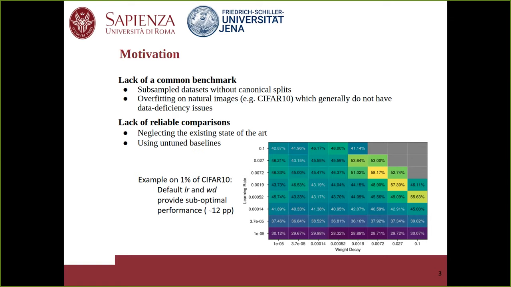And the second issue regards the lack of reliable comparisons. Indeed, we noted that many times previous work neglected the existing state of the art and compared against untuned baselines. By untuned, we mean baselines that used default learning rates and weight decay that were optimal for the original versions of the datasets, but might be suboptimal for smaller training sets. Just to show an example, if you train a Wide ResNet on 1% of the CIFAR-10 dataset with the default parameters, you get 46% accuracy, while if you use small learning rates and higher weight decay, you can get 58%, which is 12 percentage points above the previous result.